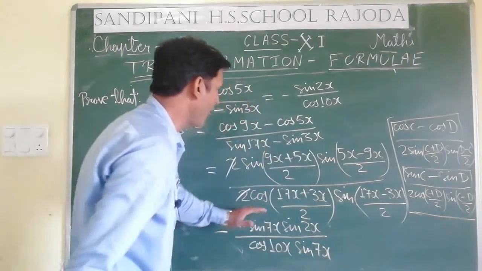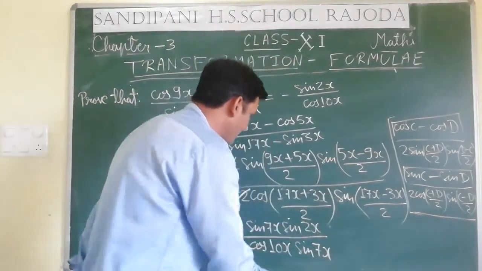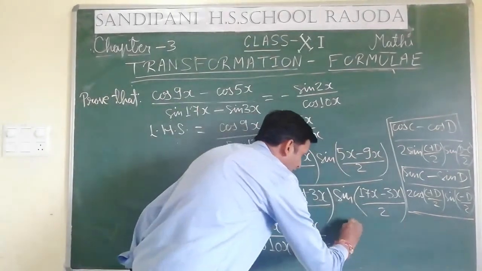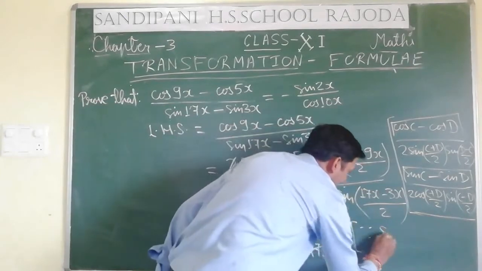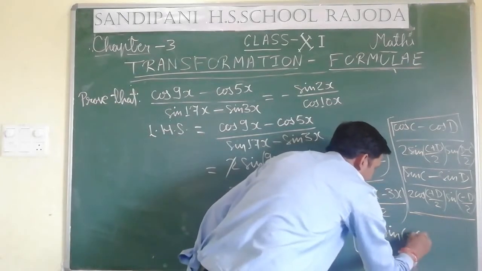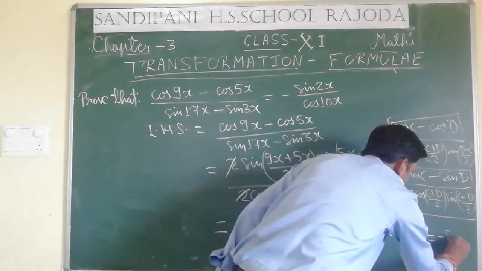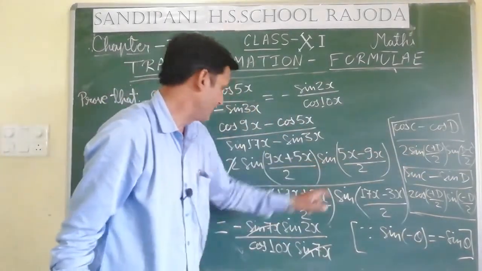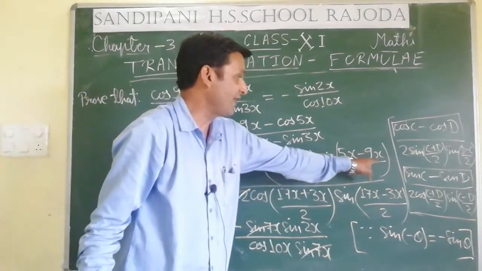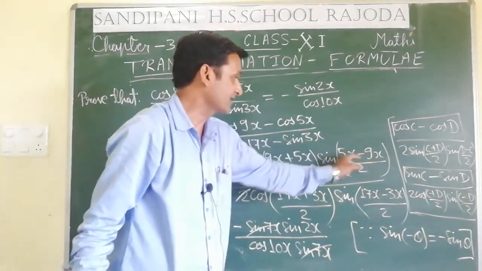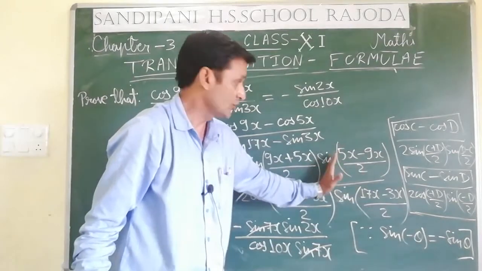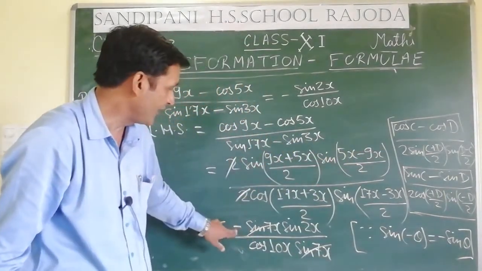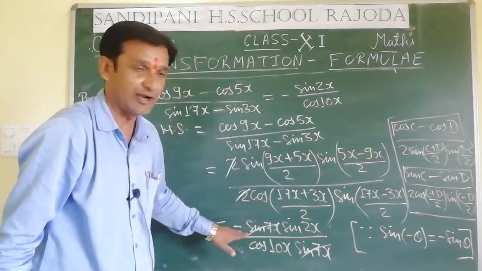And these terms, of course, are in multiplication, so we may cancel this sin 7x by this sin 7x. Here we have to apply the formula that sin minus theta is equal to minus sin theta. It is applied here because we have taken a negative sign: sin of (5x minus 9x), that is sin minus 4x upon 2. So sin minus theta is equal to minus sin theta. These terms are in multiplication, that's why we have to take the negative sign in front.